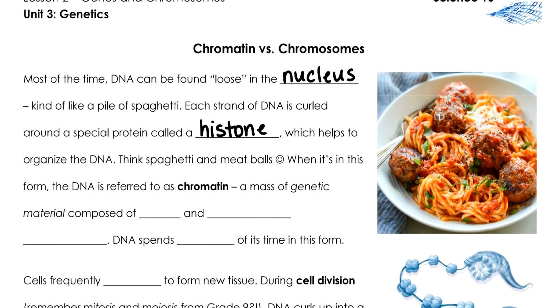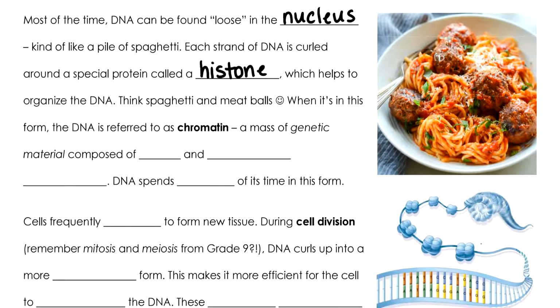That's kind of a crude analogy. It's a lot more specific. It kind of looks like this, with the DNA strand coiled in a very specific way around the histone protein. This part of the diagram shows the chromatin. So if you picture a big pile of that, you can kind of see where I get the spaghetti and meatballs analogy from. When it's in this form, we call the DNA chromatin. It's this big pile of genetic material composed of DNA and histone proteins.